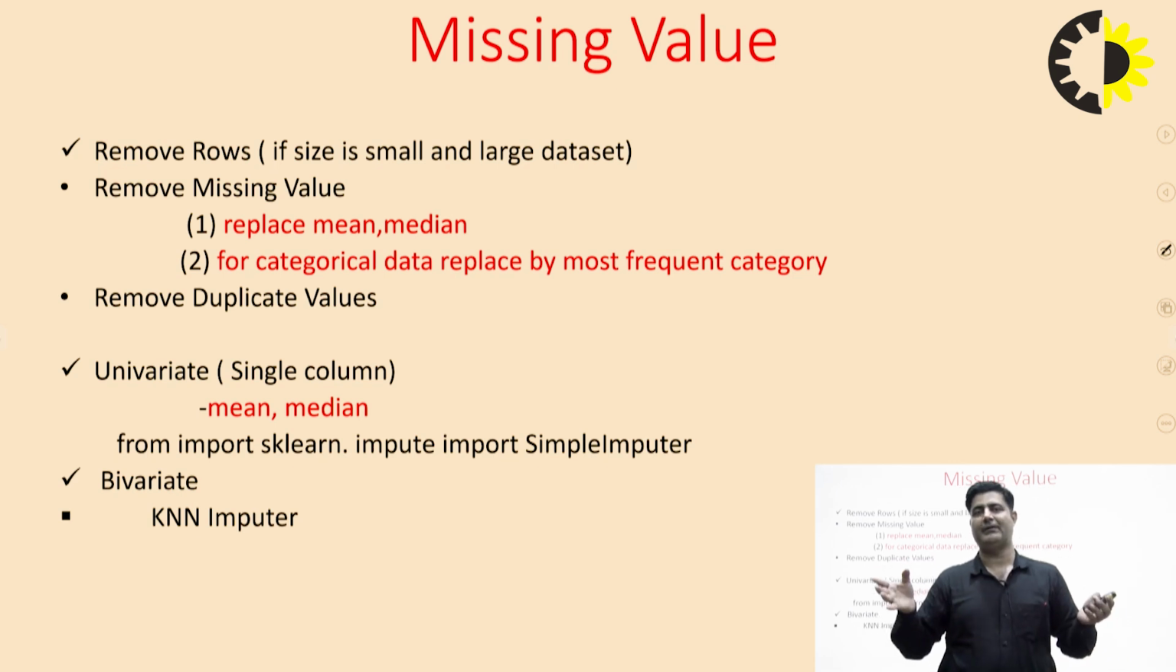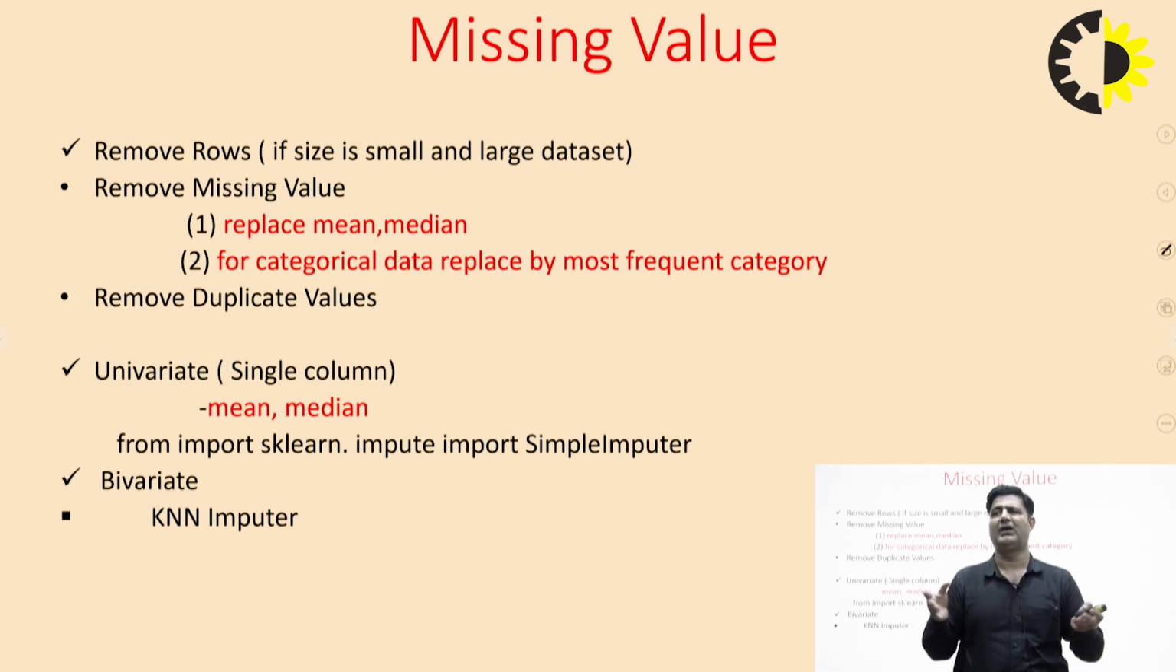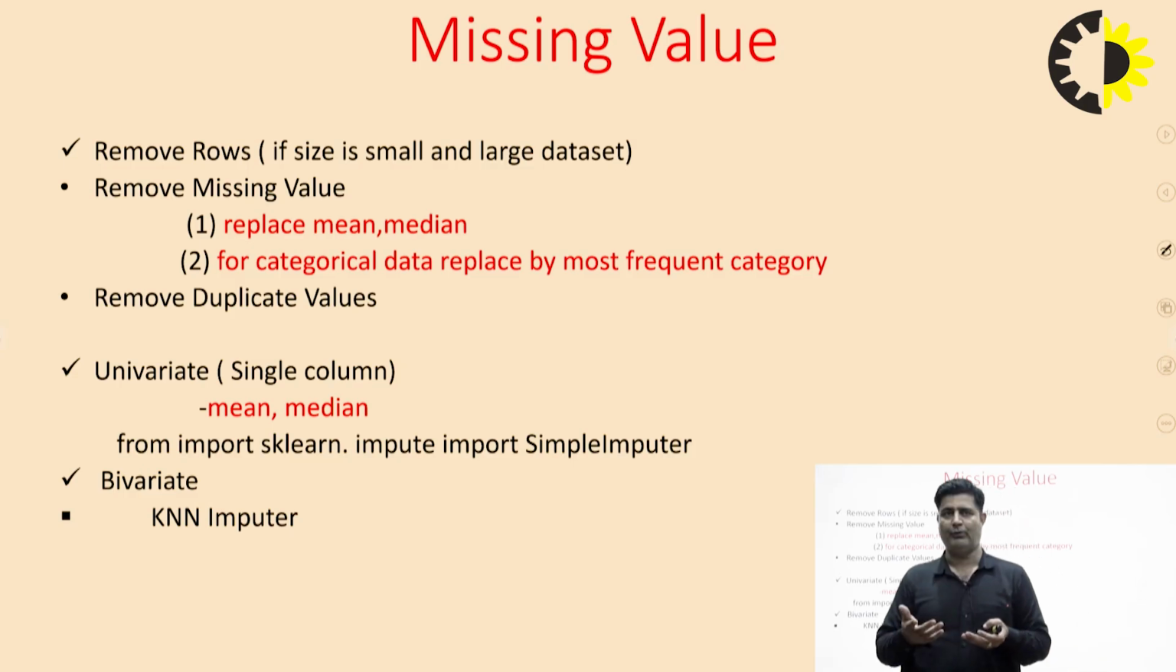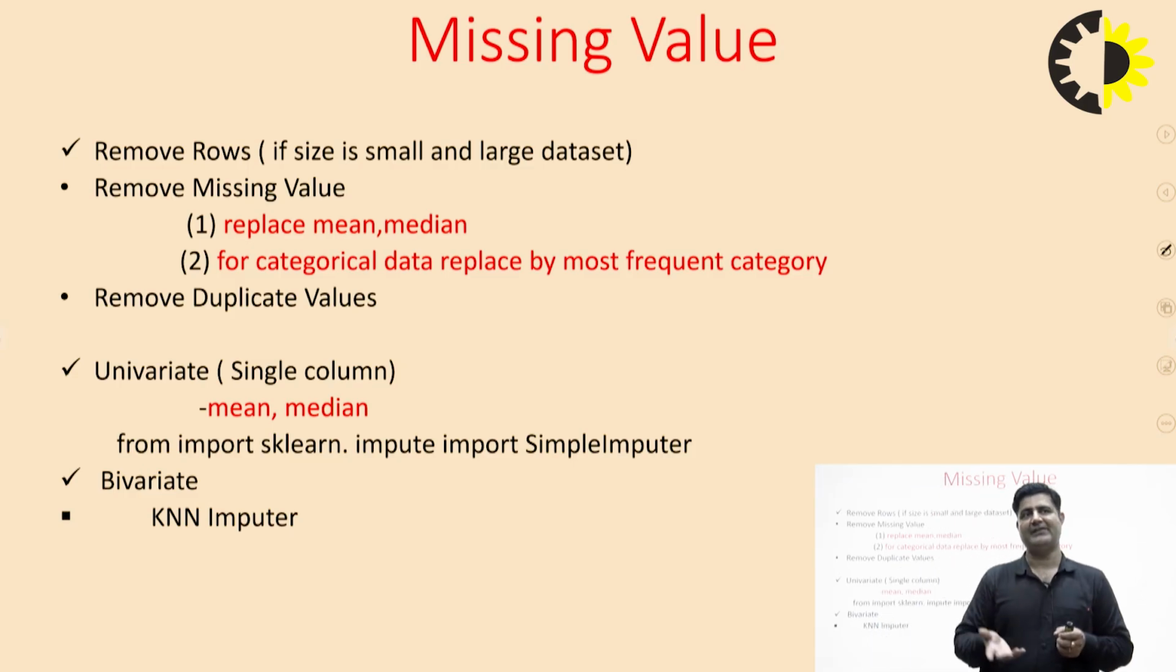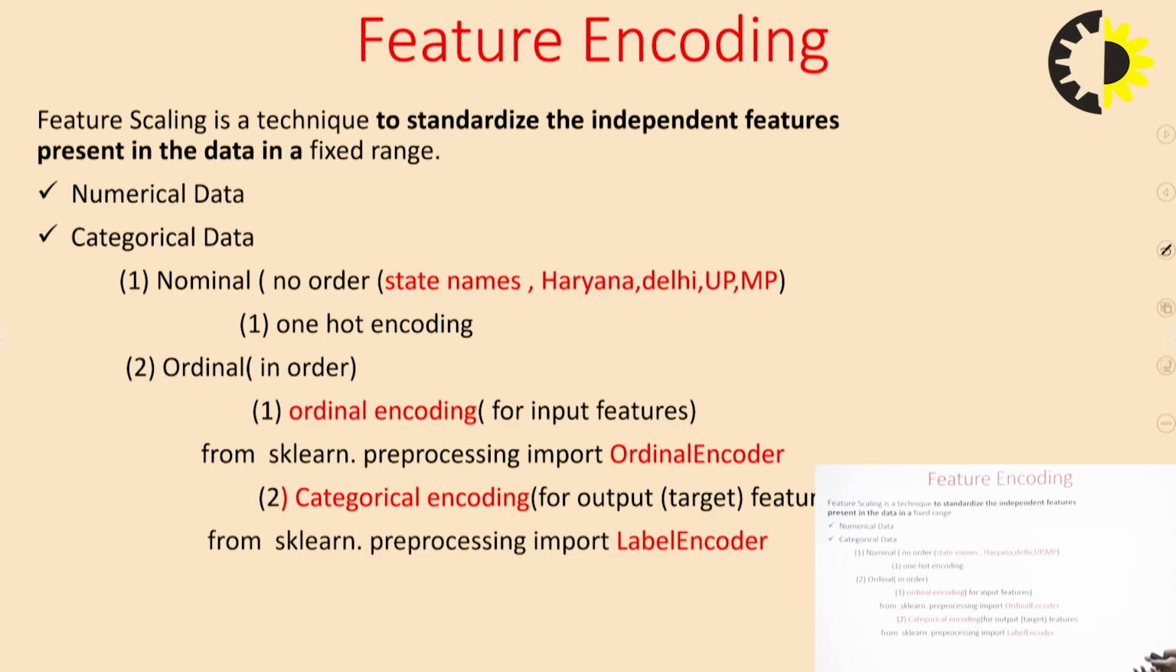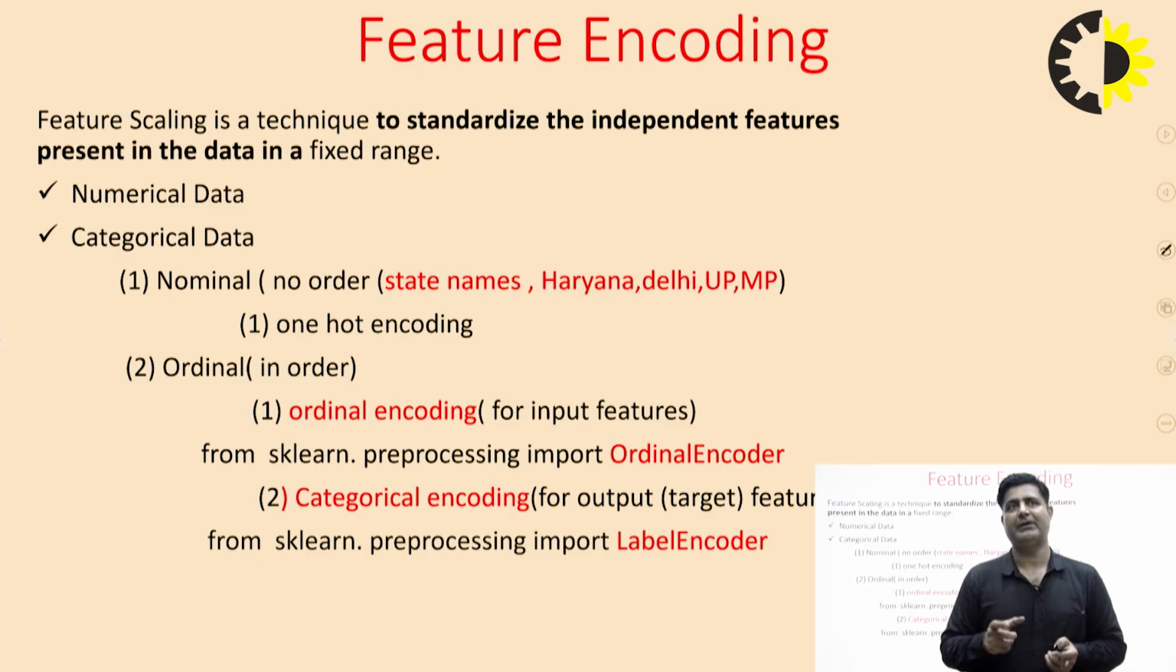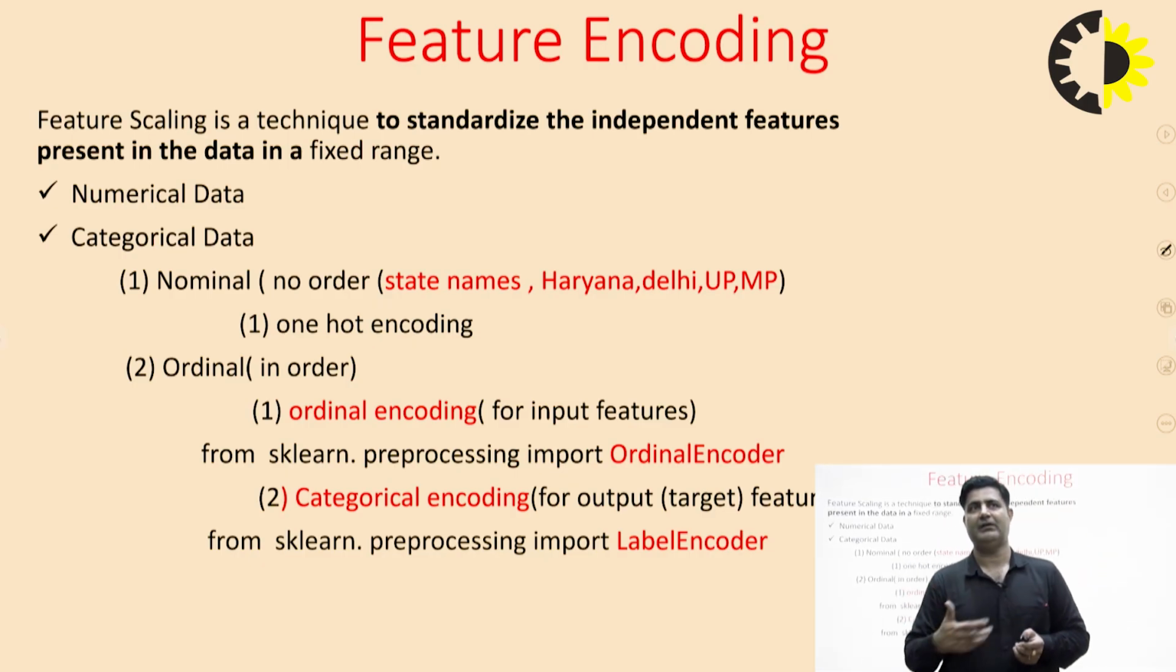Suppose the data set has a number of duplicate values. We have to remove them because they unnecessarily affect the accuracy of the model, right? Then we use univariate EDA analysis, as I mentioned. Then we have feature encoding, the second most important step of data pre-processing.